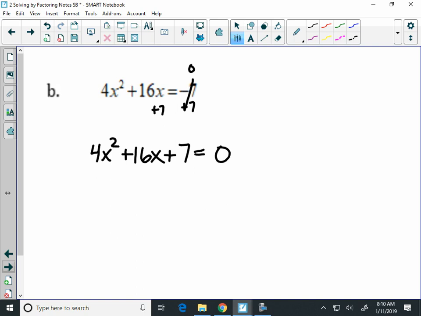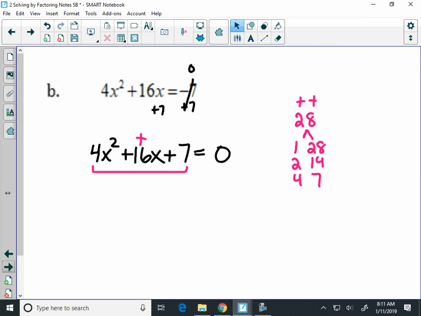So what I'm going to do is go ahead and split the middle here. 4 times 7 is 28. I need 2 numbers that multiply to 28 and add to 16. Because I'm adding to a positive and multiplying to a positive, I want 2 positive numbers. Let's list the factors. 1 and 28, 2 and 14, 4 and 7. The numbers that add to 16 are going to be 2 and 14.